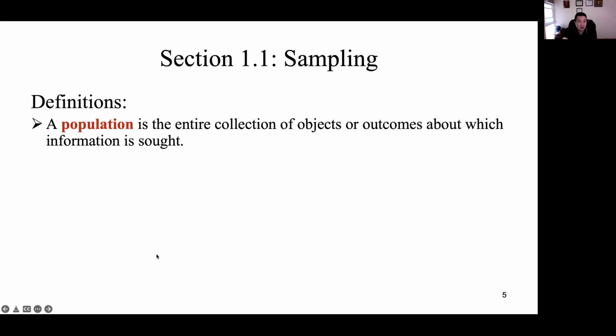Right. So section 1.1. Here, let's first learn some of the new definitions. The first one, population. In statistics class, population is the entire collection of objects or outcomes about which information is sought. In the previous example, the whole population is the 1,000 rods made by the machine.